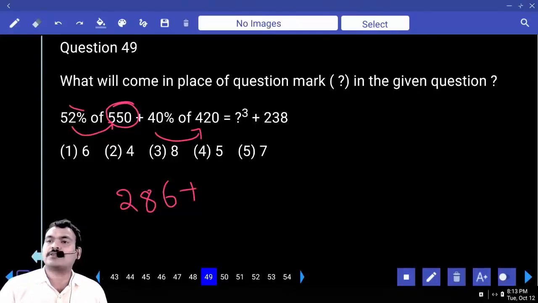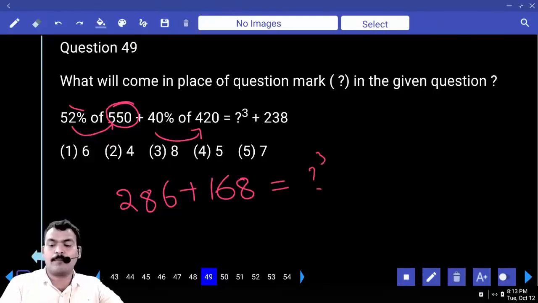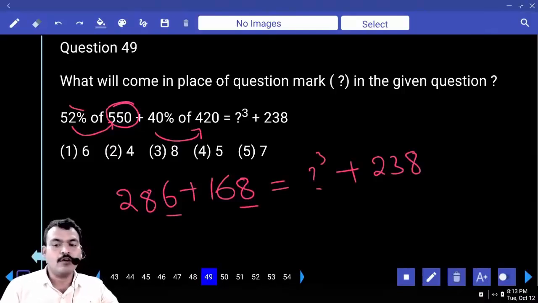286 plus 40% of which one? 420. What is the 10% value? 42. 20%? 84. 40%? 168, or not? It is equal to something cube plus 238, or not? 238. 6 plus 8, how much? 14. 14 minus 8, or not? Means how much? 6. 6 is the ending value.